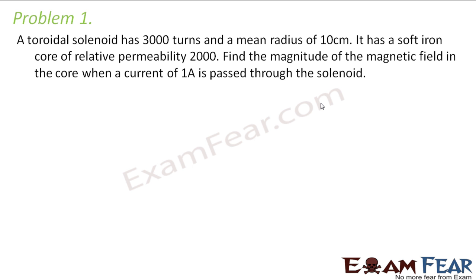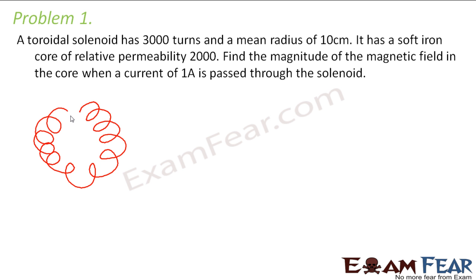It says that a toroidal solenoid has 3000 turns and a mean radius of 10 centimeters. So let me first draw a toroidal solenoid. A toroidal solenoid would look somewhat like this. It has 3000 turns, that is, the number of turns is 3000, and it has a mean radius of 10 centimeters, that is 10 into 10 to the power minus 2 meters.